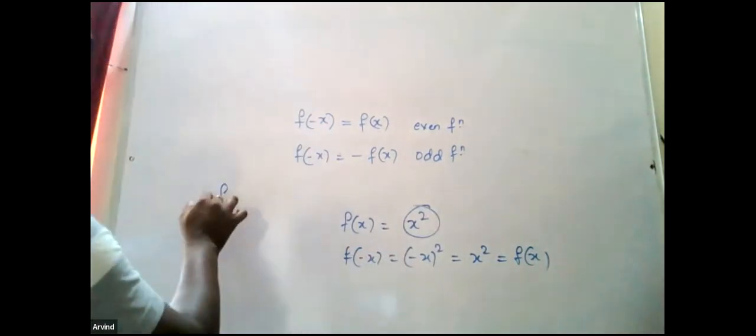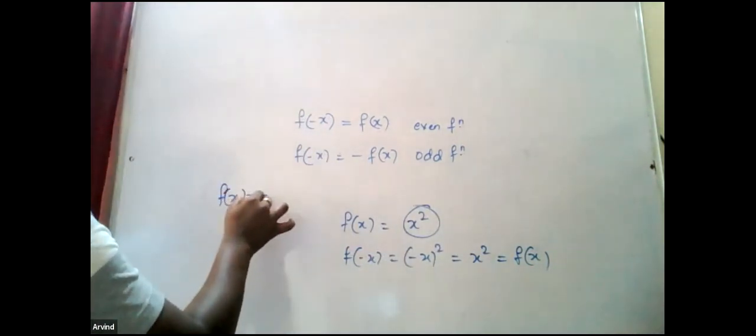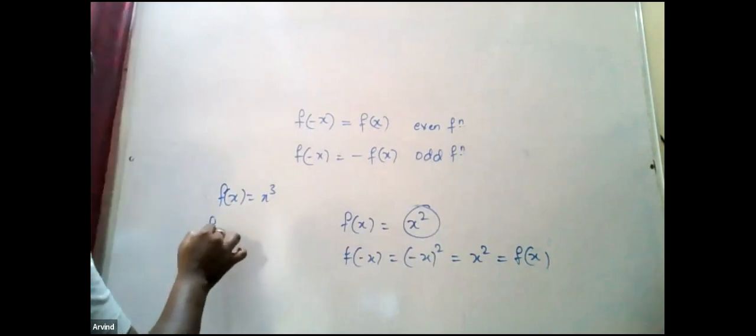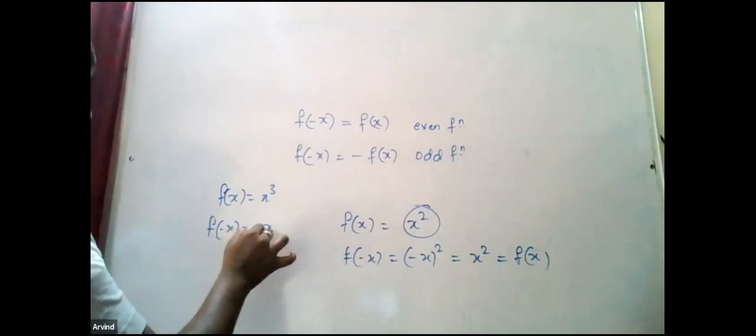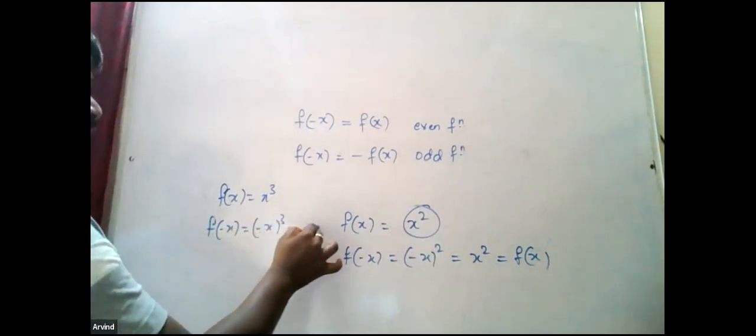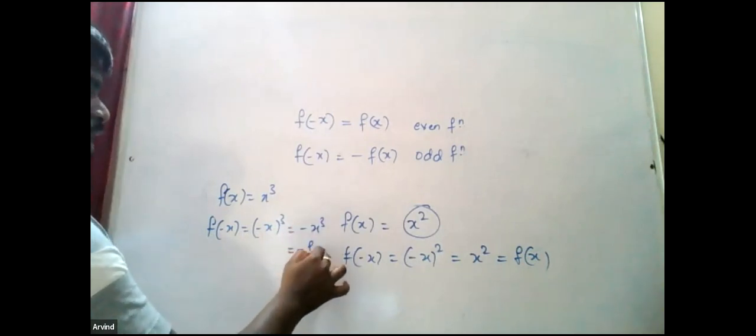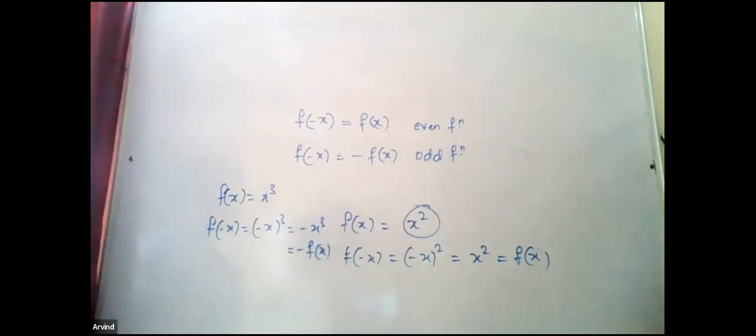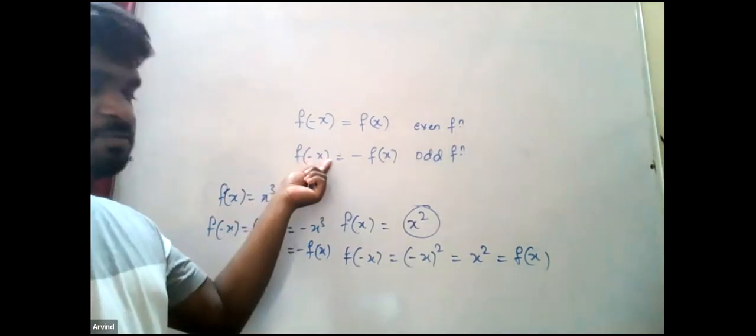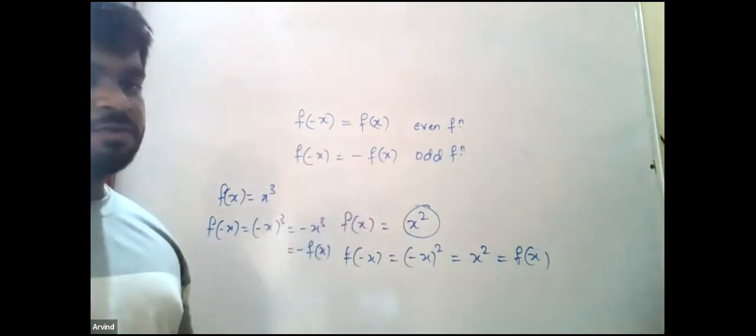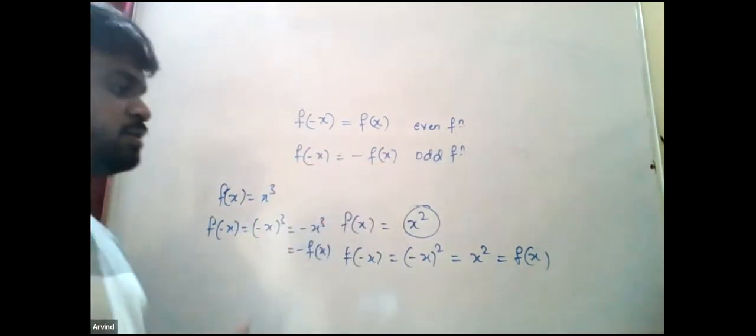But if you take f of x as x cube, replace it by minus x, so you get minus x the whole cube, which is minus x cube, which is nothing but minus f of x. So when you replace x by minus x, the function became a negative function, negative of the function. Therefore it is an odd function.